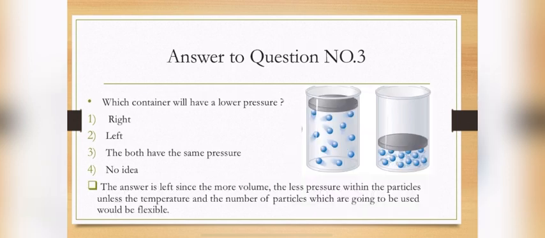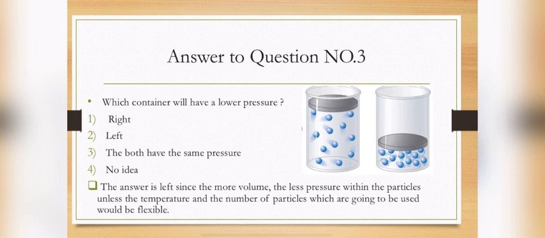So, answer to question number 3. Which container will have a lower pressure? Choice number 1, right. Choice number 2, left. Choice number 3, they both have the same pressure. I'm sorry, it's written there, it's "they". Choice number 4, no idea. Oh my god, what is this?